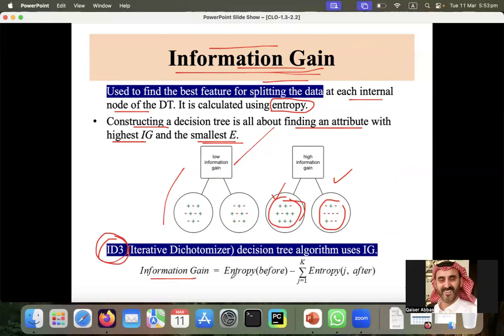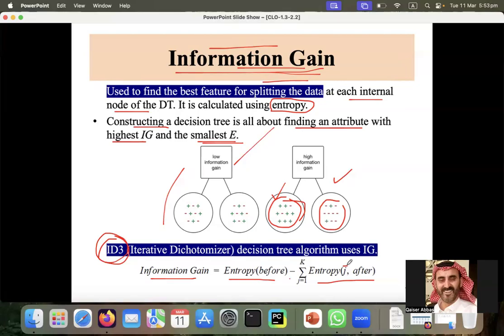Information gain is equal to entropy before minus, you are adding something, but it is what? Entropy after. And you are adding some j, maybe children. You have a node and then the children.